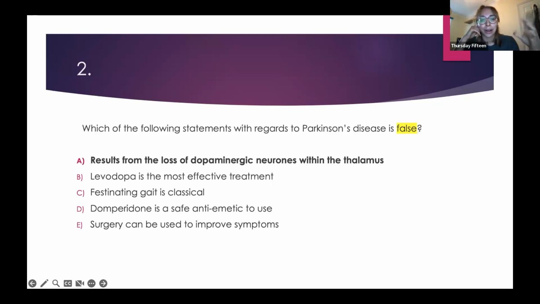Test your knowledge of the neuroanatomy involved with the basal ganglia and the thalamus. So B is true. Levodopa is the most effective treatment for Parkinson's. Obviously, C is true, a festinating gait is classical. Domperidone is a safe antiemetic to use, as we just said, and surgery can be used to improve symptoms. So things like deep brain stimulation and basal ganglia surgery can be used in some cases. So that was true as well.